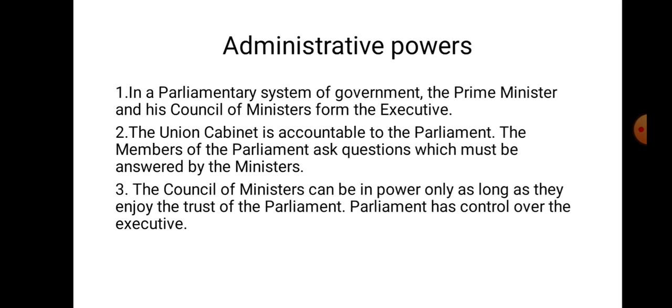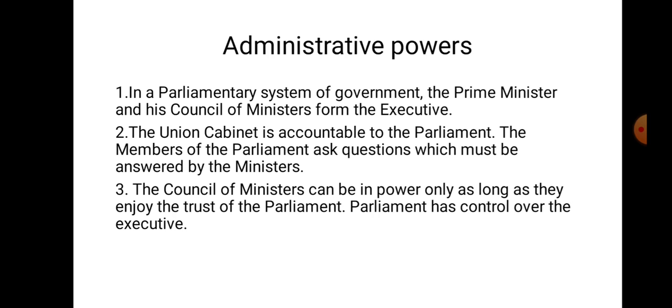Thirdly, the Council of Ministers can be in power only as long as they enjoy the trust of the parliament. So that is very, very important. Once they lose the confidence, they have to give the resignation. They will not enjoy their power. They cannot continue as members of parliament. That's why I said they swim together, they sink together.